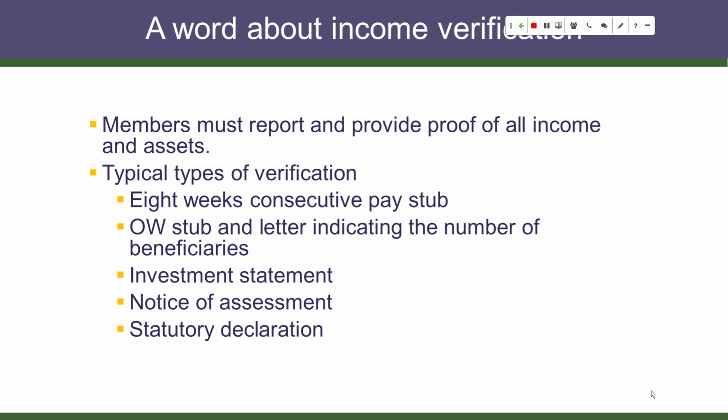So with your income verification, members, of course, must report and provide proof of all income and assets throughout the year. Even if their income changes, they must report that. So typically you would see types of income verification would be consecutive pay stubs, a stub from Ontario Works, an investment statement, or a statutory declaration, and also a notice of assessment. The notice of assessment is very good to have as well, so that you can validate and verify the income that was declared on their application from the previous year. It gives you a sense that what they're declaring is fully disclosed.